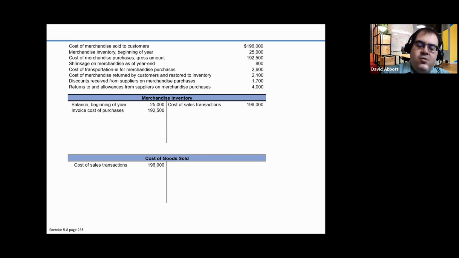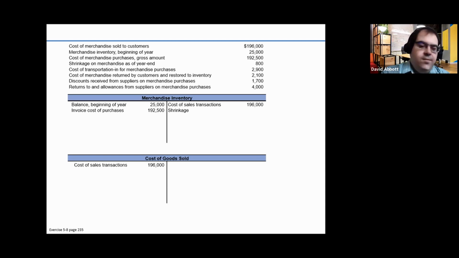And then you have an invoice cost of purchases, $192,500. So you started off with $25,000, but then you purchased more inventory in the amount of $192,500. Now you had shrinkage of merchandise at the end of the year.